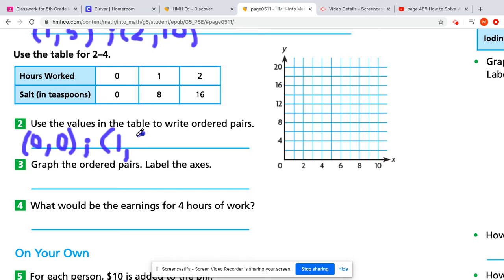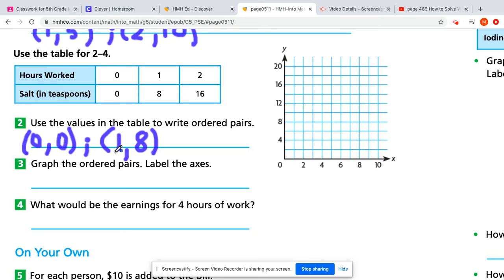It wants us to graph them on the table and then it wants us to label the axes. So because we chose hours worked to be my x, I'm going to write down hours over here on my x-axis. Okay, and then you write it down hours worked. Sorry, it's easier for you guys to write it down than it is for me on here. And then you're going to have to go ahead and label the y-axis as well.